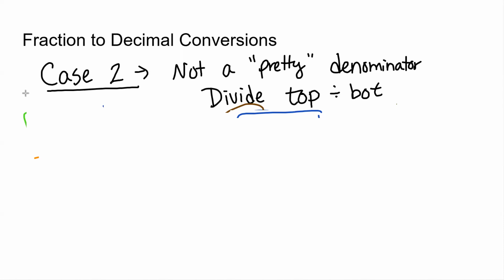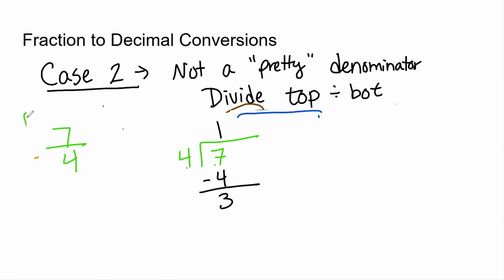Yeah, here we go. How about 7 over 4? So do the top, divide the bottom. Well, 4 does go into 7 1 time, which is 4. Subtract, that's 3. 4 does not go into 3. So that's where you put your decimal, carry it straight up, 0 straight down.